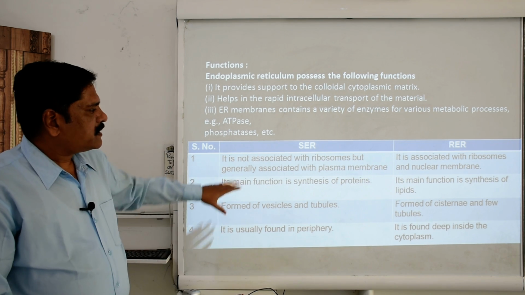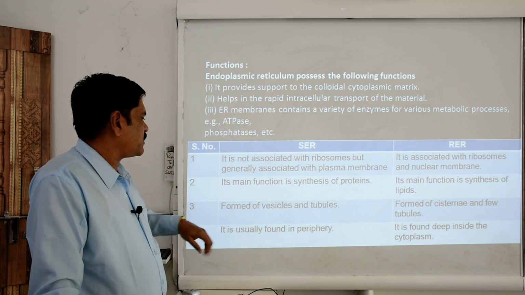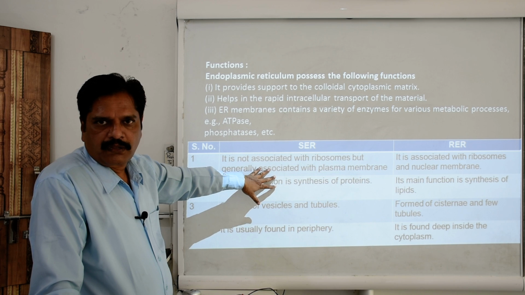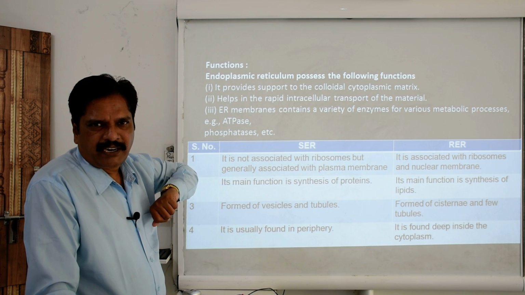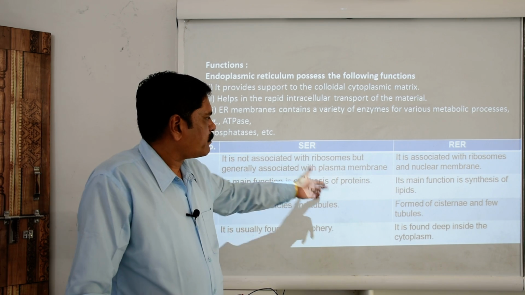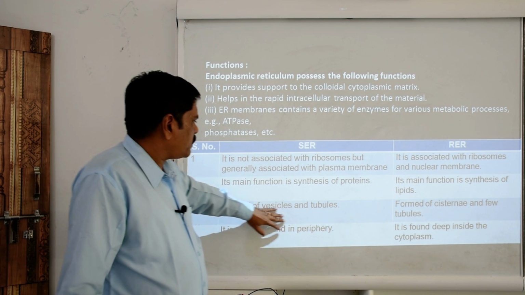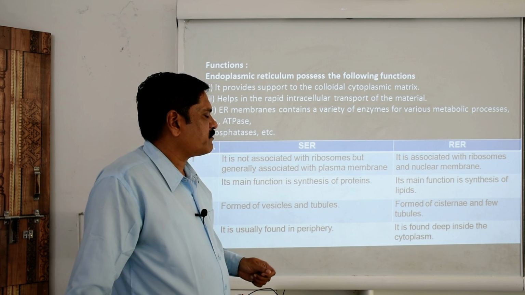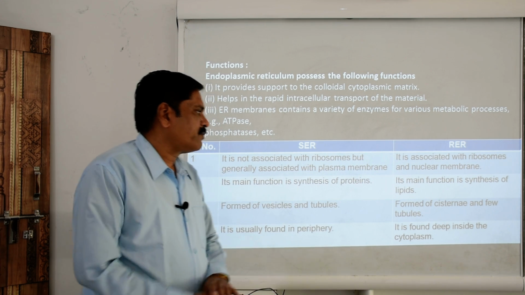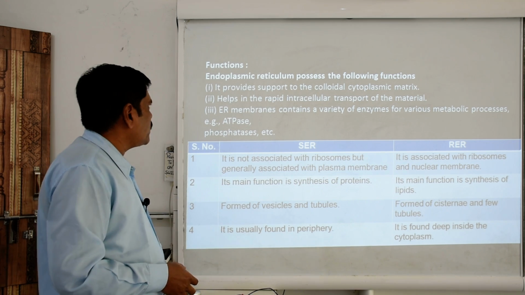Clear? Now, here we are going to differentiate between the smooth and rough endoplasmic reticulum. If you observe, the smooth endoplasmic reticulum is not associated with the ribosomal unit, while the rough endoplasmic reticulum is associated with the ribosomal unit. Its main function is synthesis of protein, while the main function of the smooth one is synthesis of lipids. Okay, it forms vesicles and tubules, and cisternae, and a few tubules are there. Okay, it is usually found in the peripheral portion. It is basically found deep inside the cytoplasm. These are basic differences between the RER and SER.